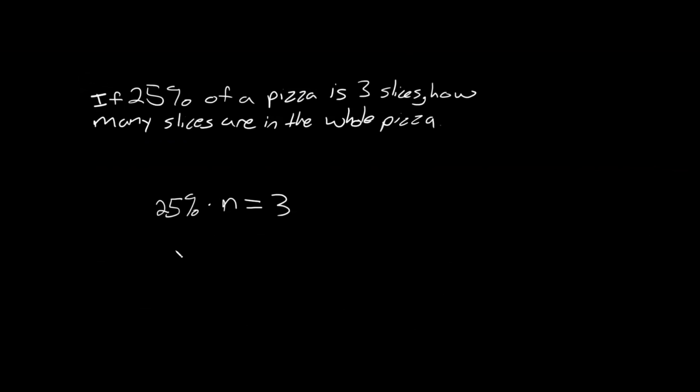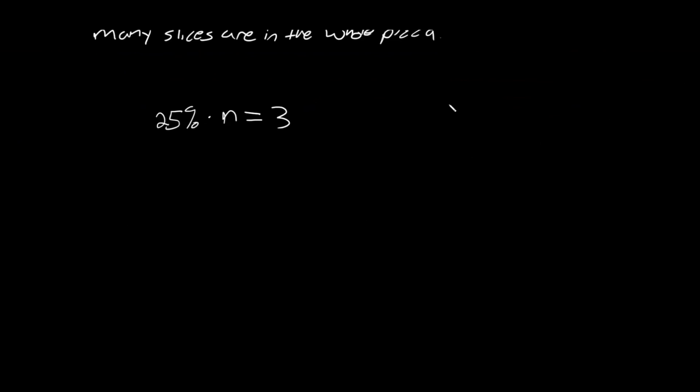And we can rewrite 25% as 25 over 100, or 25 out of 100. And this is going to be the same thing as 1/4. So we can rewrite this expression as 1/4 times the number is going to be equal to 3.